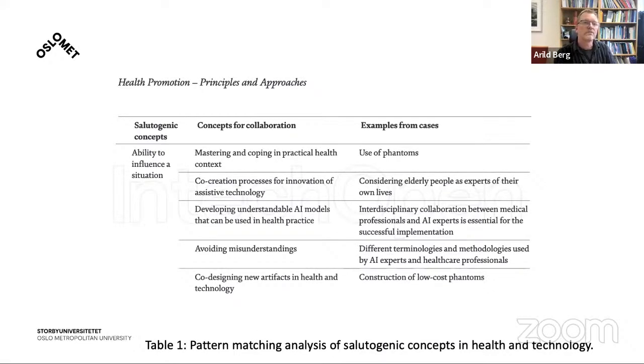Finally, we also found that the ability to influence a situation was related to, for example, co-creation processes for innovation of assistive technology by involving people, elderly people in the dialogue cafes, for example, or that co-designing new artifacts in health and technology could be related to construction of low-cost phantoms.